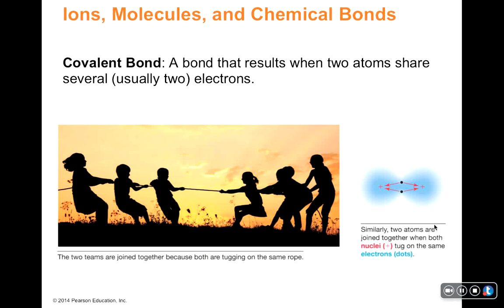And the common analogy here is to think of a covalent bond like a tug of war, where one atom is pulling on the electrons in that bond and the other atom is also pulling, and we'll talk a little bit later about what we call it when there's unequal pulling. But for now, that bond is one where the electrons are shared between them.